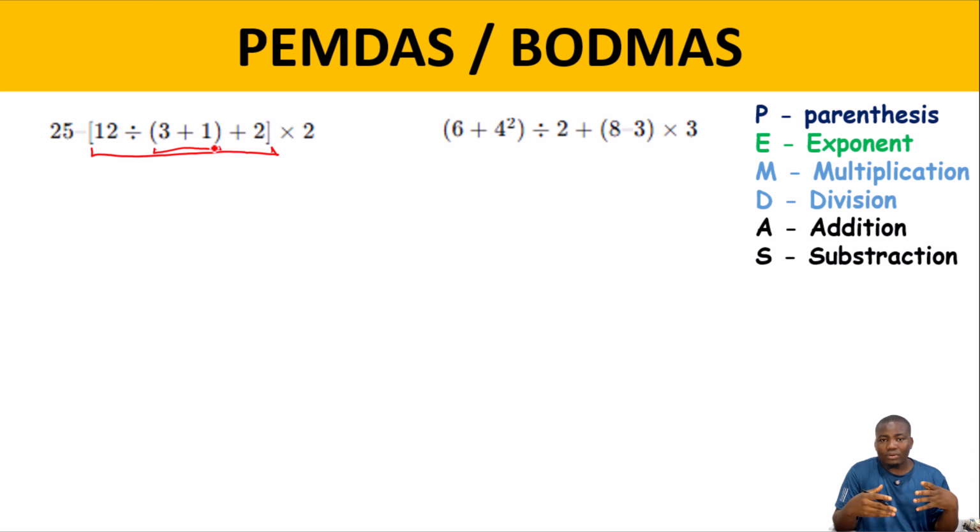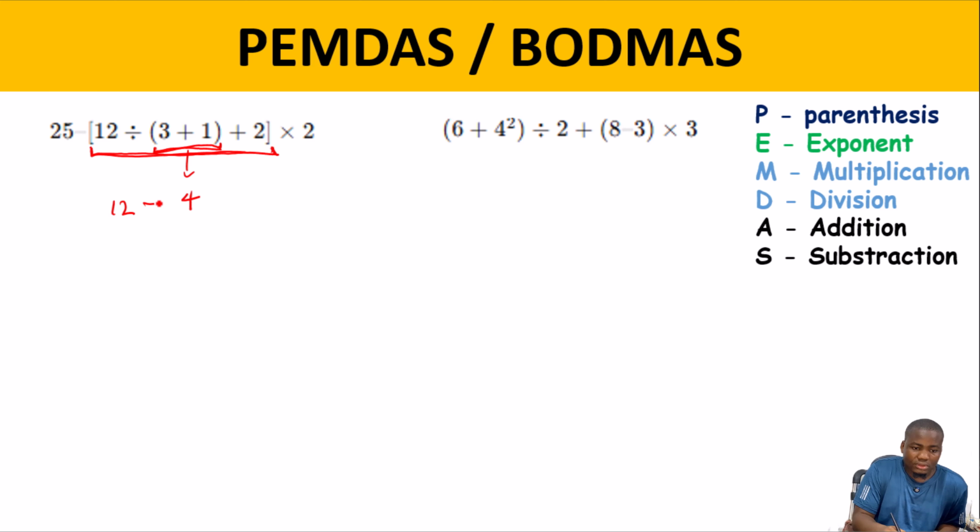So, to solve one parenthesis, we still have to follow PEMDAS. That means that treating this parenthesis as an expression itself, we have to follow PEMDAS, which means we have to solve the parenthesis inside of the parenthesis first. So 3 plus 1 is 4. So we can write down 4. And since it's just a single number, we don't have to put a parenthesis there again. So we have 12 divided by 4 plus 2.